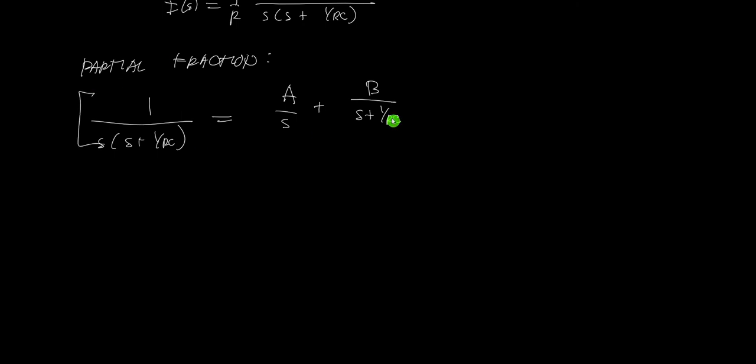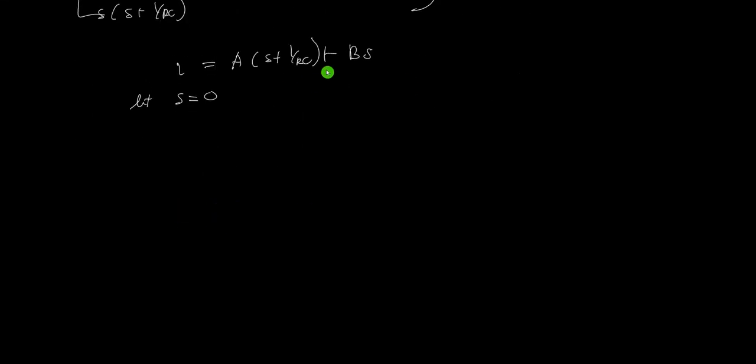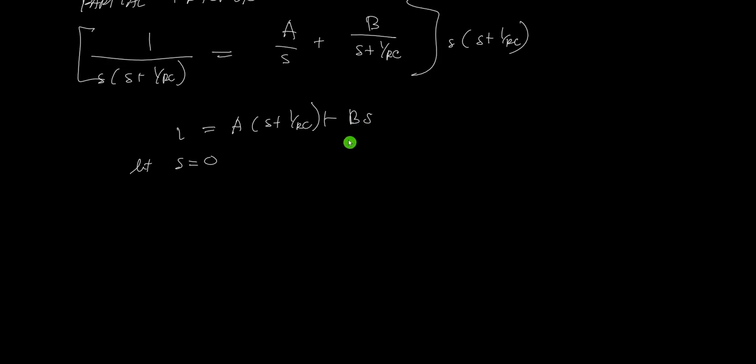To do that, we multiply both sides by s plus 1 over RC. So this will be 1 equals A times s plus 1 over RC plus B times s. And to solve for A and B, we let values. There are two methods. The easier method, the first one, we just substitute values for s. S is equal to 0. When s is equal to 0, our B term here will become 0. So 1 equals A times 1 over RC. So therefore, A is equal to R times C.